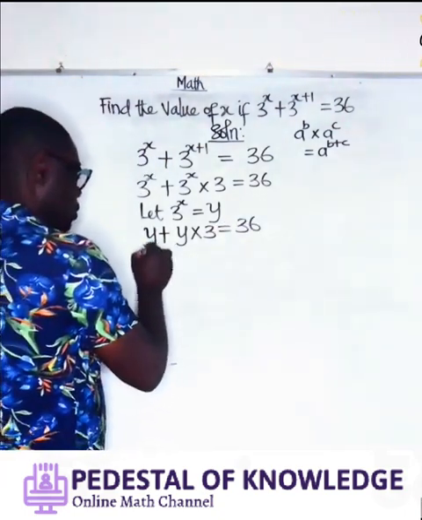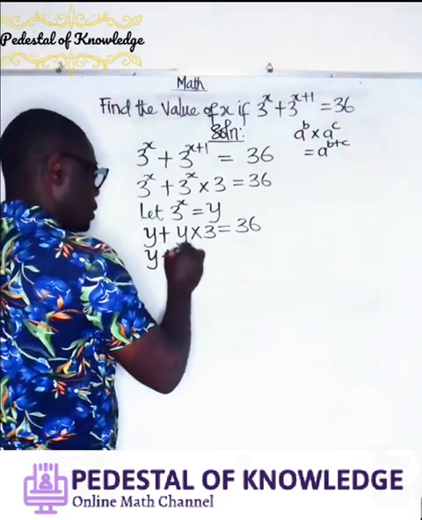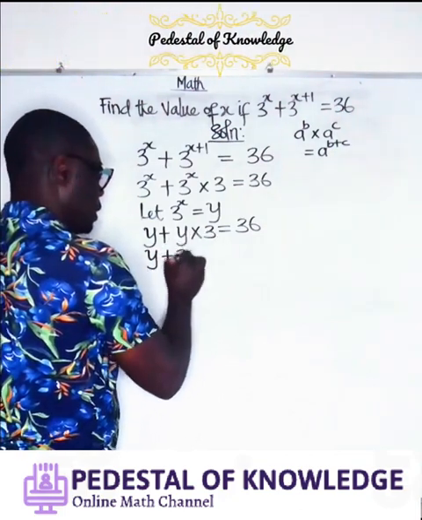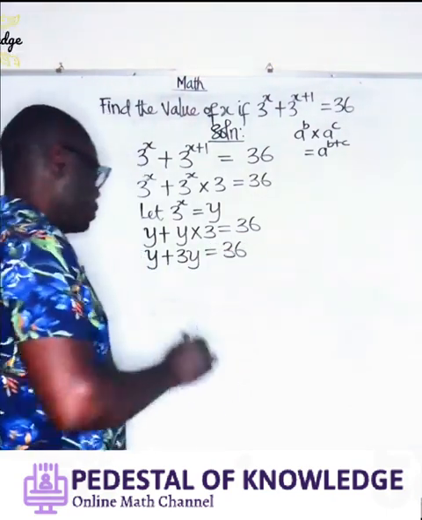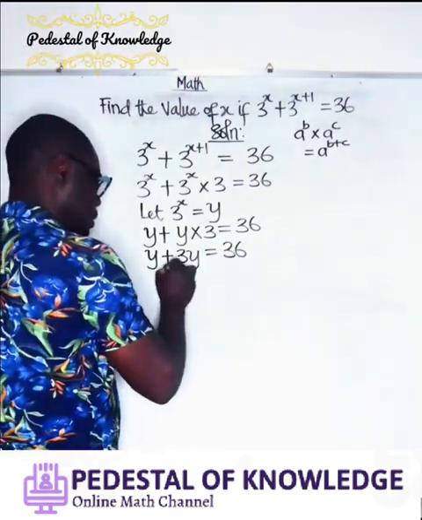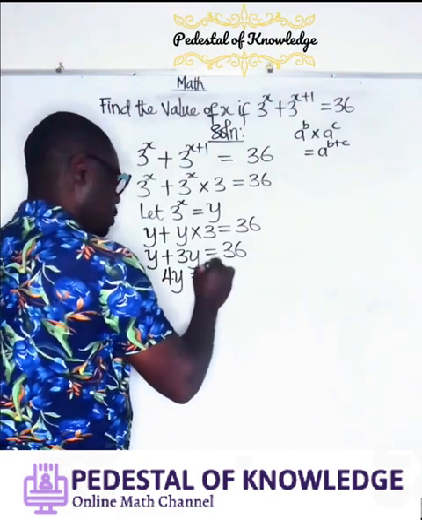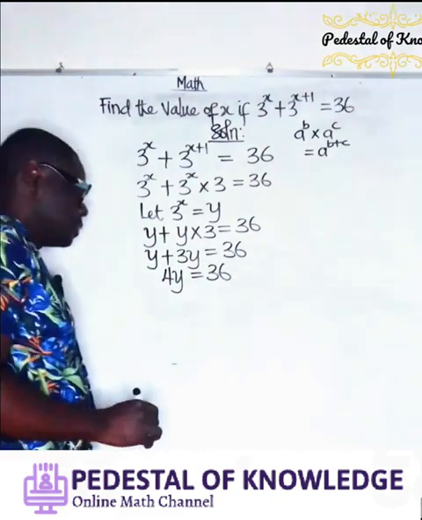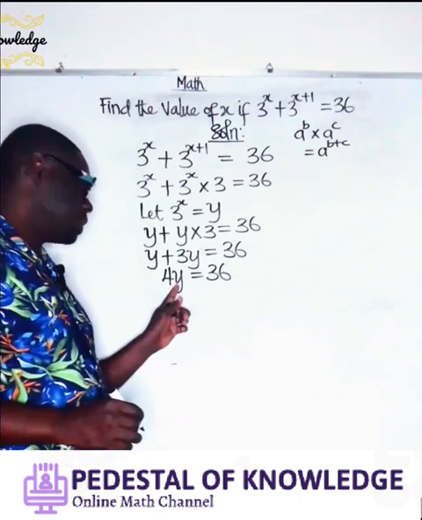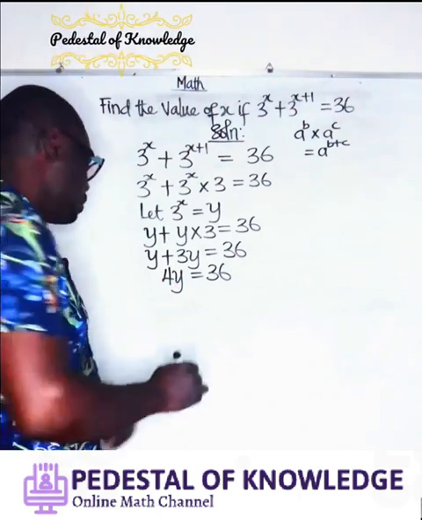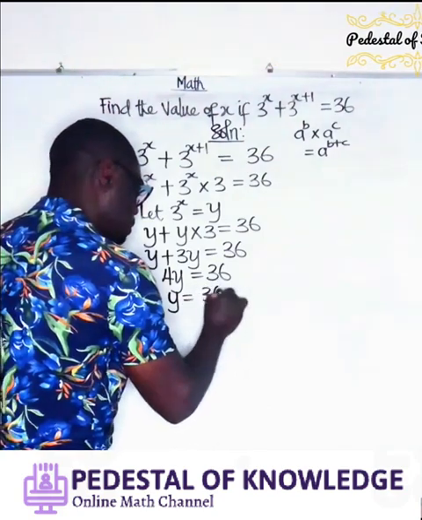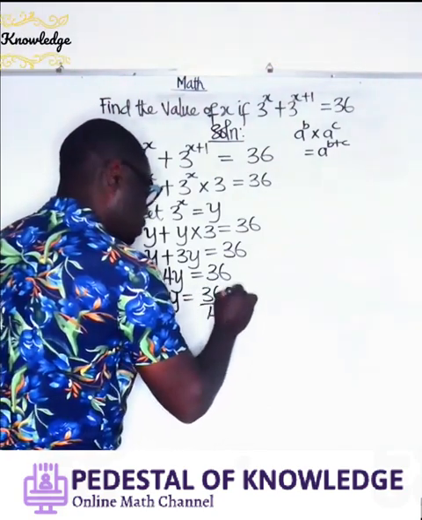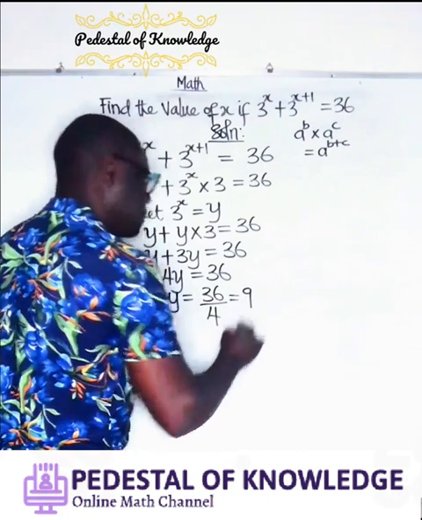So we continue, y plus y times 3 is 3y, is equal to 36. y plus 3y is 4y, is equal to 36. So we get the value of y by dividing both sides by 4. So y is equal to 36 divided by 4, which is equal to 9.